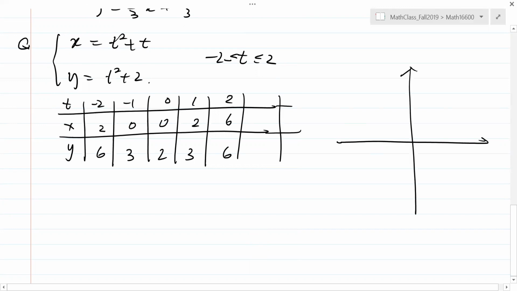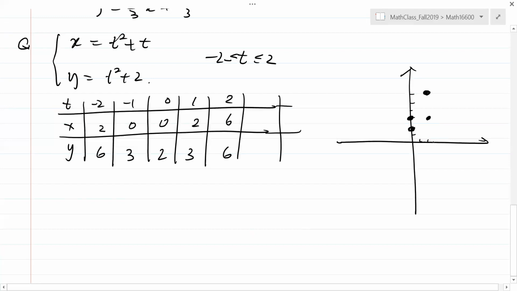Okay, so when x equals 2, y equals 6, right? 1, 2, 3, 4, 5, 6. Somewhere here, that's the first point. When x equals 0, y equals 3, 1, 2, 3, okay? When x equals 0 again, y is going to be 2. That's interesting, okay? That's the third point. So when x equals 2, y is 3. So 2, 3 is here again.